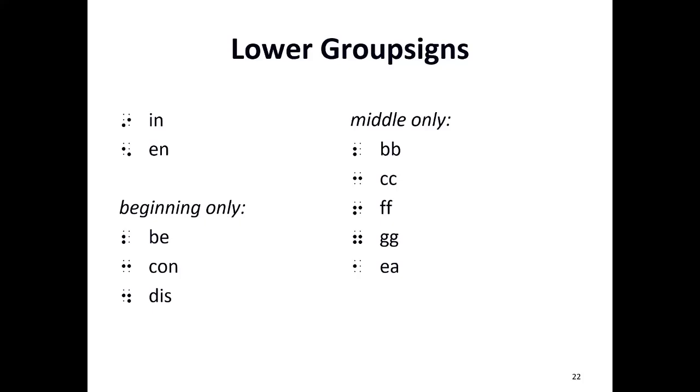Some more about lower group signs now. These aren't whole words, these are just groups of letters, and they're lower because they're in the lower part of the cell. So sometimes contractions are in the lower part of the cell. That's all you really need to remember about this, is just keep in mind that sometimes contractions might be down low.